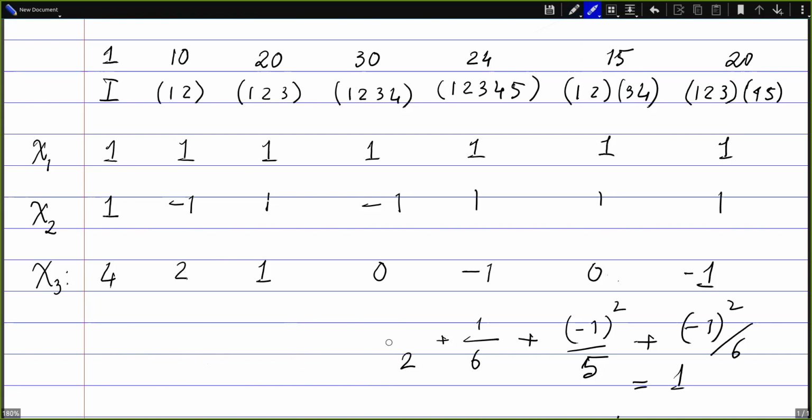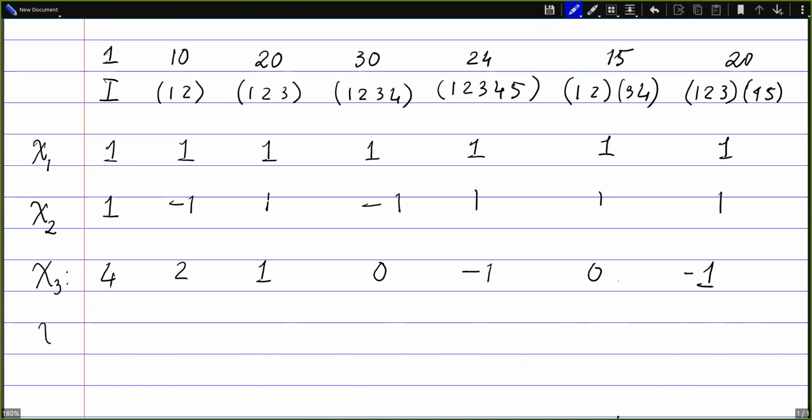And the dimension of chi3 is 4. So thus we have found three characters, two 1-dimensional, another 4-dimensional. We still have to find 4 more characters. Okay, the fourth character can be found in the following way. So we have chi2 and chi3, right?